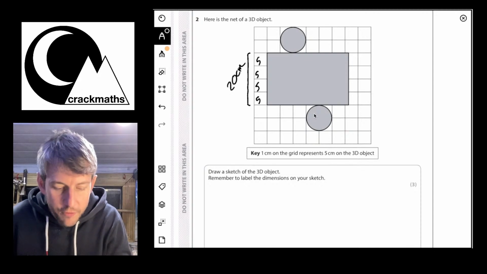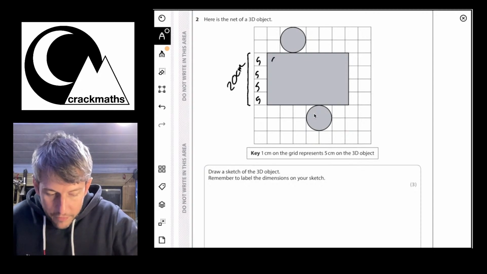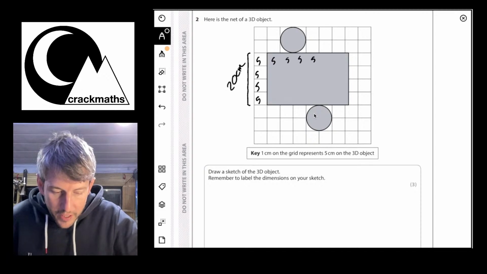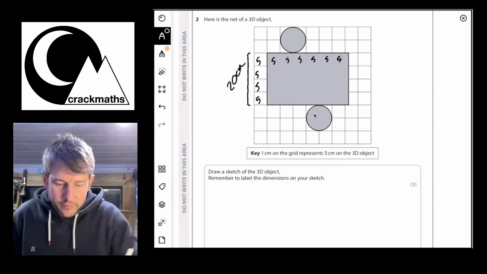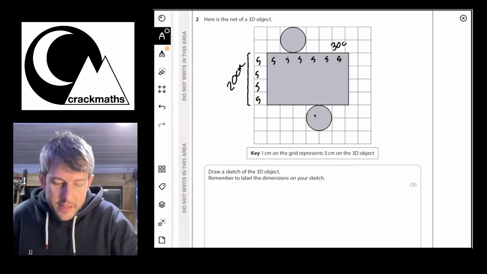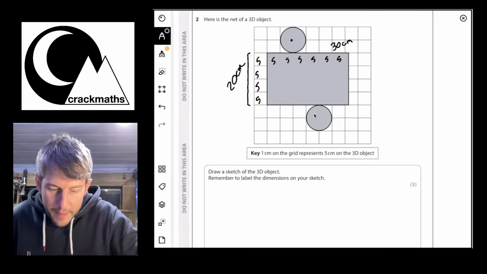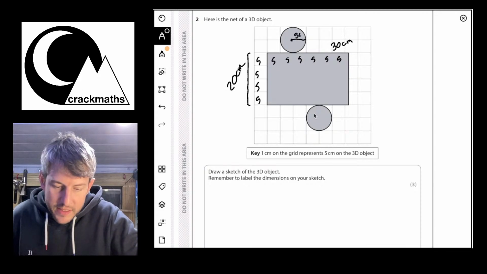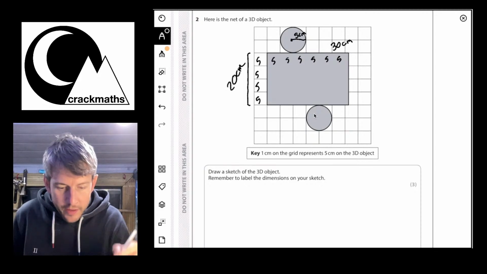And then if I go from here to here, I can see 5, 5, 5, 5, 5, 5. So that's 1, 2, 3, 4, 5, 6. So that would be 30 centimetres. The diameter of here is 5 centimetres. Oh no, yep, because that's a whole square.